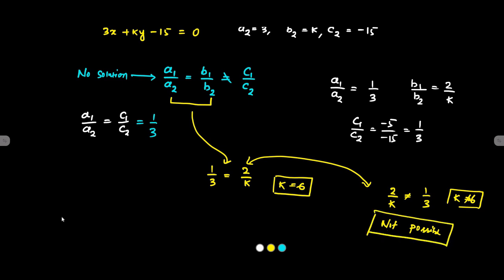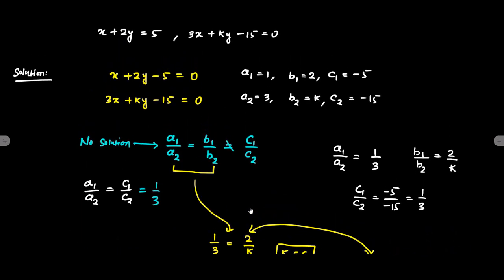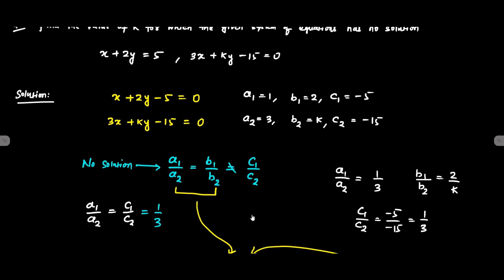So there is no value of k for which the system of linear equations in two variables has no solution, for the given system of linear equations here. So this is a very good question, where there was no value of k.